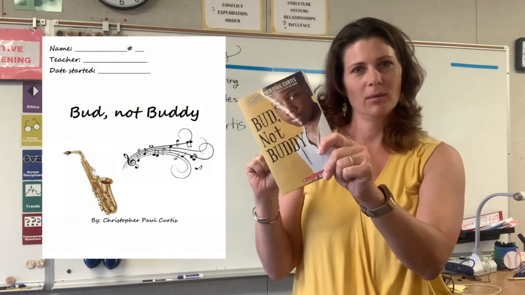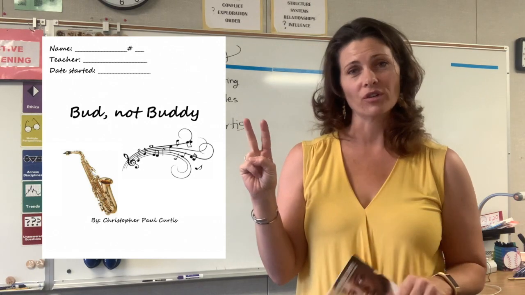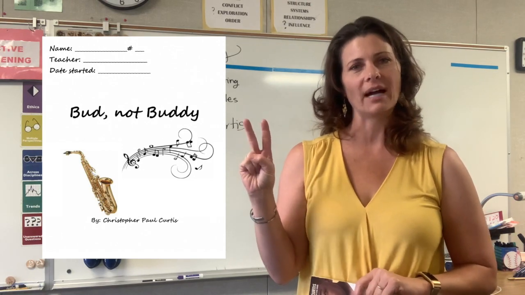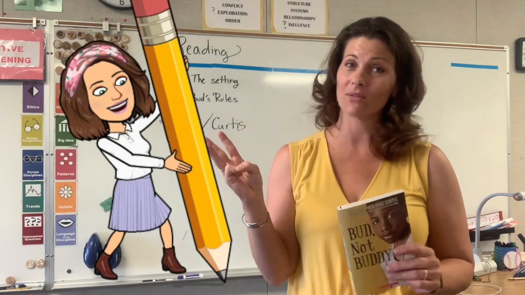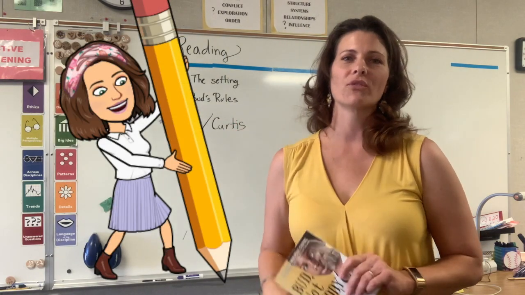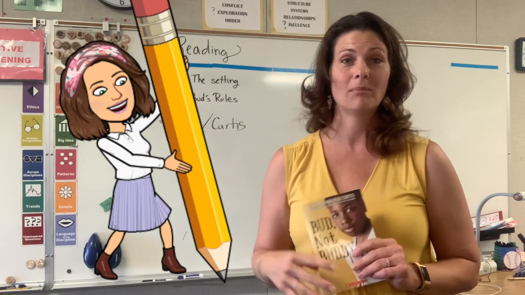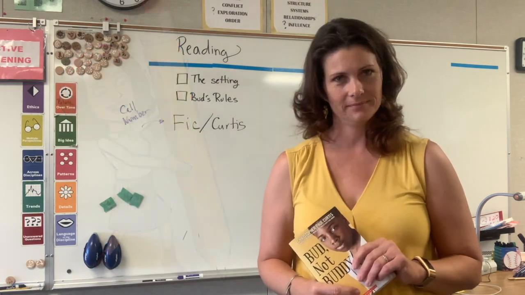Number one, the book. Number two, the journal. The journal is in your 3-ring binder under the reading divider. And number three, a pencil. Okay, not everything is online here. So the first thing you need to do is get those three things, pause the video, and come back when you have them.